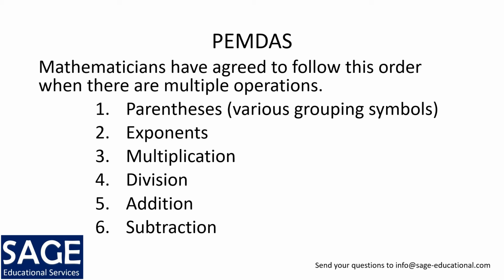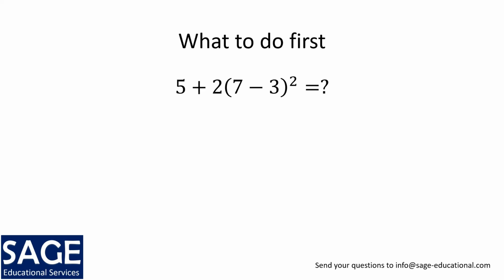So mathematicians have agreed to follow this order when there are multiple operations. We start with parentheses, which are various grouping symbols. Then we solve for exponents, then multiplications, divisions, additions, and lastly subtraction. If you take the first letter of each of those words, you can come up with the acronym PEMDAS. It's a quick way of remembering what the order should be. You might also have heard the statement, please excuse my dear Aunt Sally. Those are again the same letters, P-E-M-D-A-S. Let's see how to solve this.